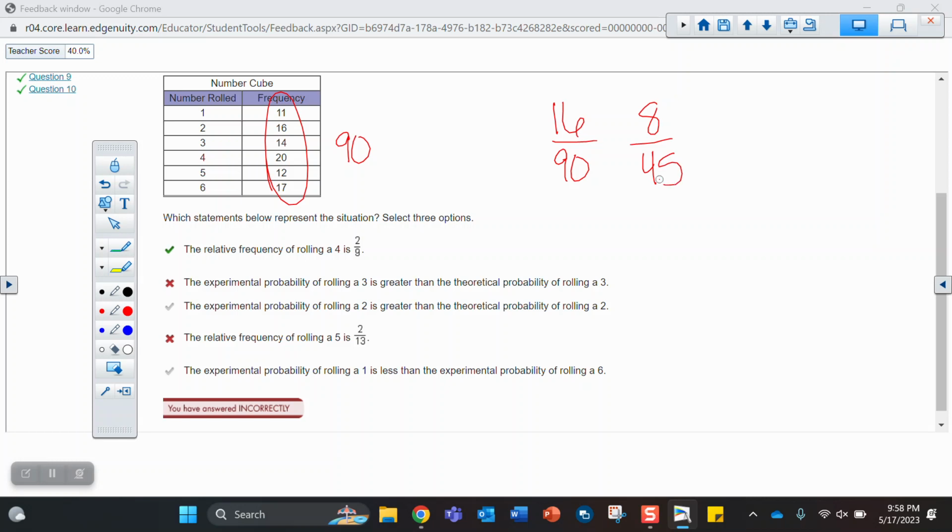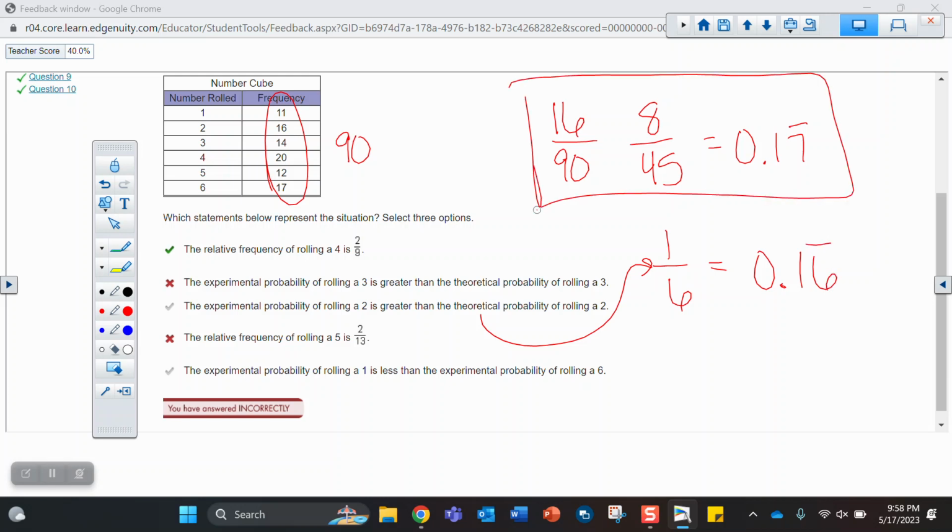And so 8 divided by 45 is 0.17 repeating. And then again, that 1/6, which is the theoretical probability, if you do 1 divided by 6 in a calculator, you get 0.16 repeating. So you can see that what happened in the experiment was greater than what we expected to happen. So he rolled a 2 a little bit more than we might have expected.